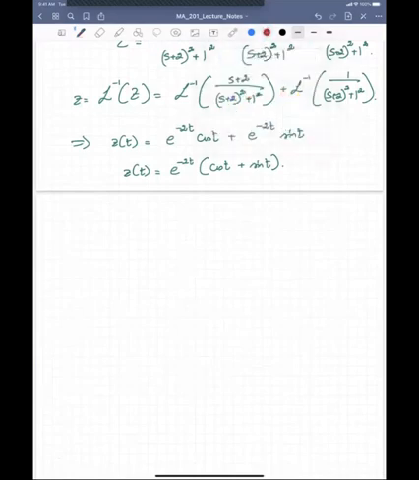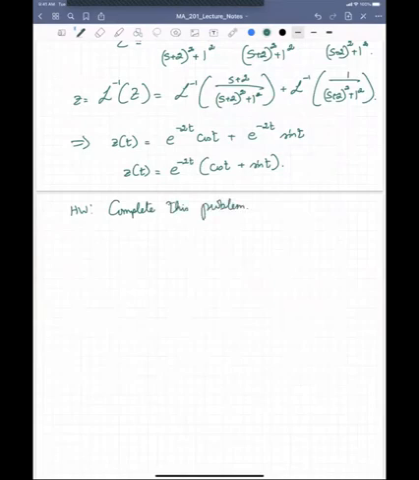And this is the reason why we introduced this step function. So I want you to complete this problem. So homework, excuse me. Complete this problem if you have not done so already. Okay.